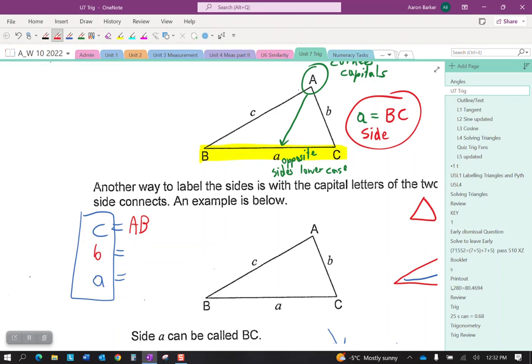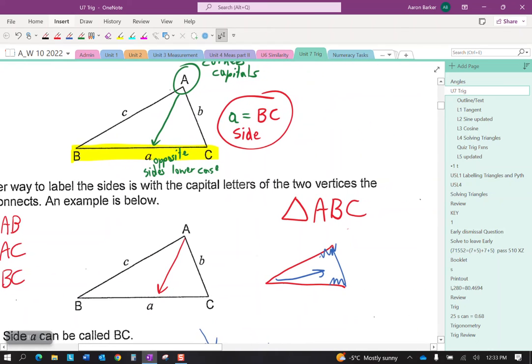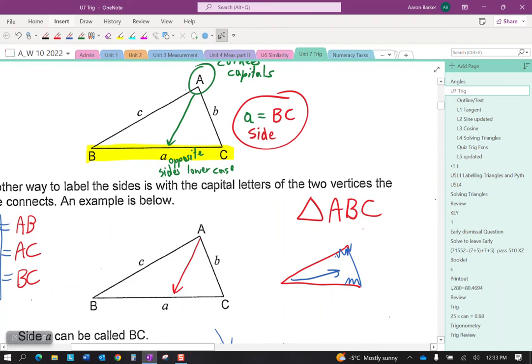What's side B? Right here, AC. And what about side little a? It would be called BC. Okay, so it's important to see vertices are capitals, sides are lowercase. It helps you, and we call it triangle ABC.